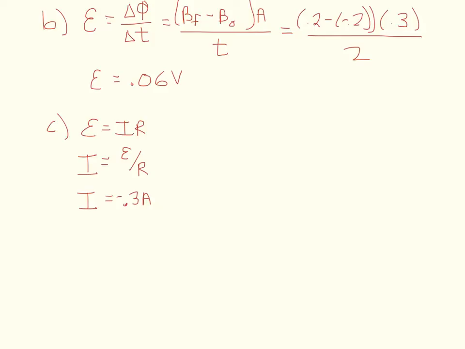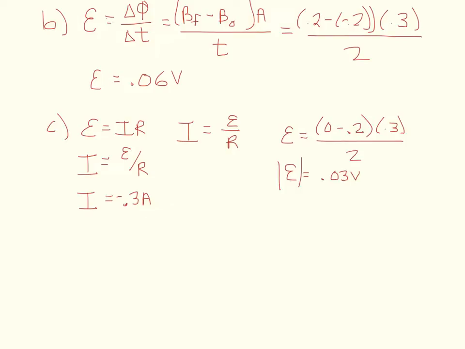Then, as we said earlier, from 2 to 4 seconds the current should be 0. Now we're going to use Ohm's law again to figure out the current from 4 to 6 seconds. Once again, the current is going to equal the EMF divided by the resistance. But before we do that, we have to calculate the EMF from 4 to 6 seconds. We get that the EMF is 0 minus 0.2 for the change in field, times 0.3 for the area, divided by 2 for the time. We get a magnitude of the EMF of 0.03 volts.